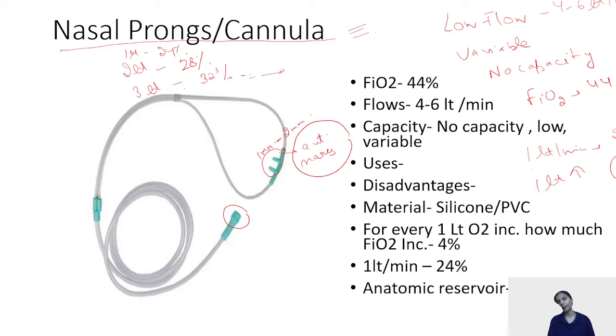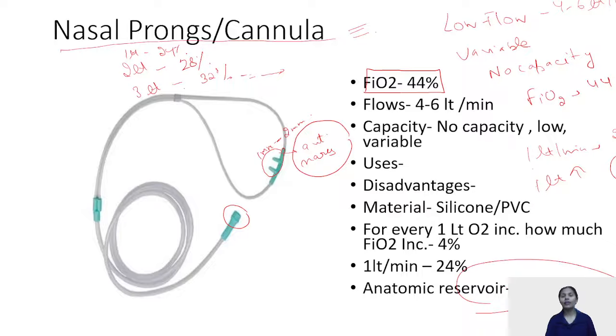Eventually the maximum FiO2 that it can deliver is 44% and it has no capacity and no reservoir. It is made up of silicone or PVC, and the nasal prongs have an anatomic reservoir, which is your nasopharynx. As such, the equipment does not have a reservoir. I hope nasal prongs are a bit clear.